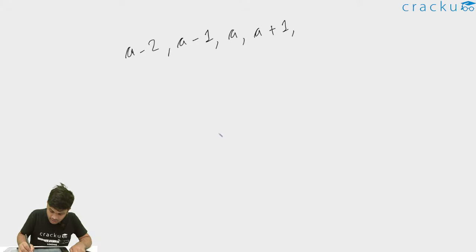It was given that five consecutive numbers were there, and the sum of the five consecutive numbers was 150. So let's take the five consecutive numbers as a minus 2, a minus 1, a, a plus 1, and a plus 2.